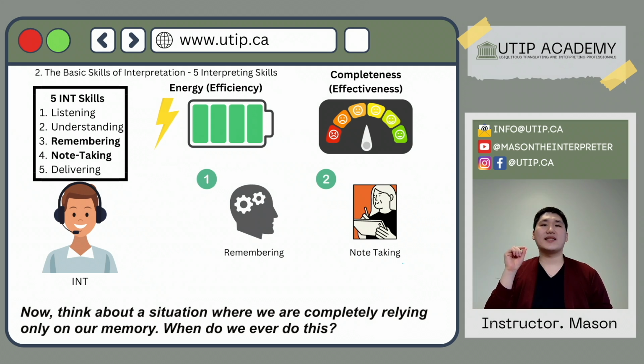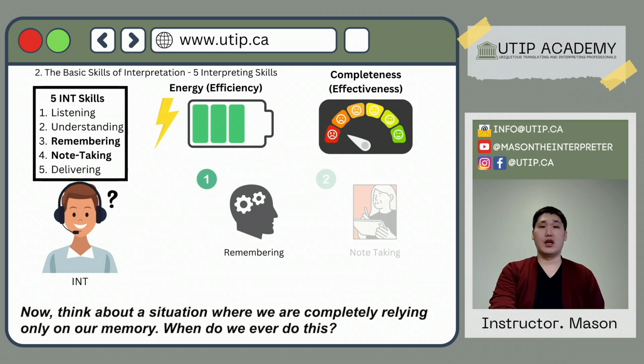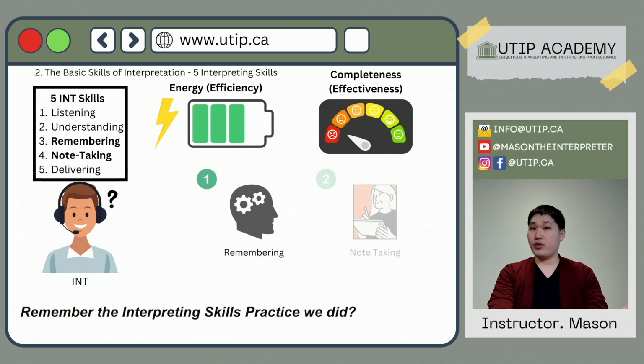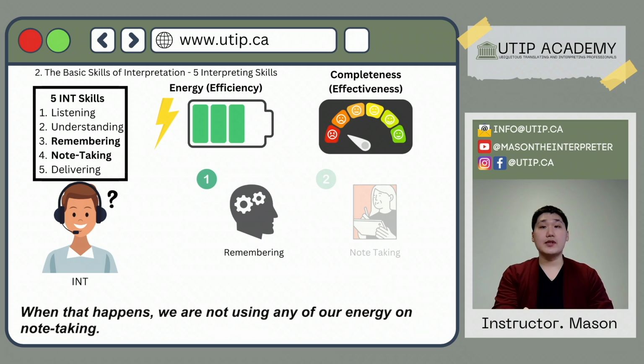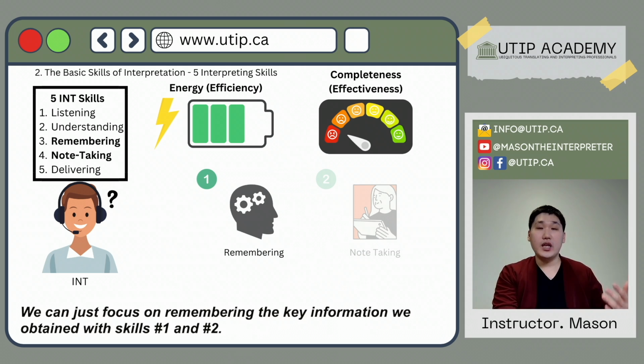Now, think about a situation where we are completely relying only on our memory. When do we ever do this? Remember the interpreting skills practice we did? There, I specifically asked you to put down your pen and pencil and not take any notes. When that happens, we are not using any of our energy on note-taking. We can just focus on remembering the key information we obtained with skills number 1 and number 2.